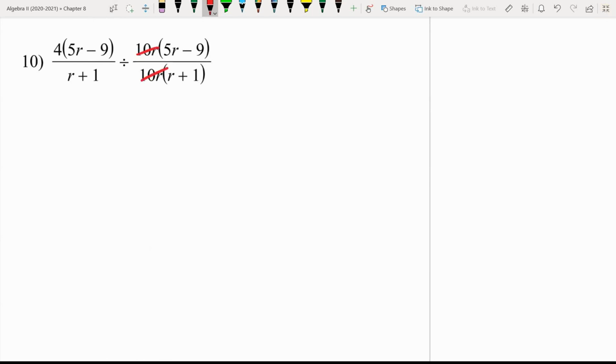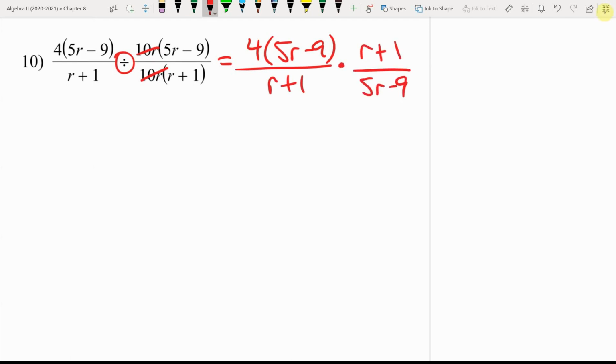Number 10, right off the bat, I'm going to do some canceling because I see the 10r and the 10r, we can poof, make those go away. So I'm just going to take care of that, but then I'm going to remember that this is division, so I'm going to take the reciprocal of the second fraction and multiply, flip and multiply as I like to say. So this is 4, 5r minus 9, that one doesn't change, and we just have r plus 1 there, but now it's going to be times r plus 1 on top, 5r minus 9 on the bottom. So I just took these guys and flipped them basically. So what cancels here? r plus 1's, 5r minus 9. All we have left is 4. That's it. That is your answer. Just 4.